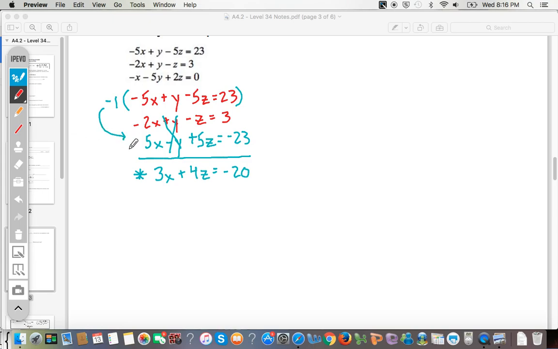So, how about at this point we take the second one here and the third one. So let me rewrite these. I have negative 2x plus y minus z equals 3, and negative x minus 5y plus 2z equals 0.